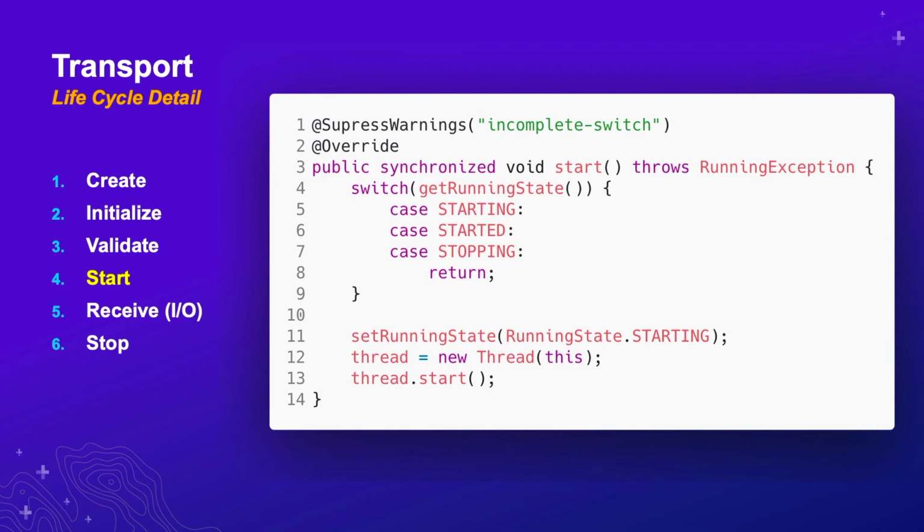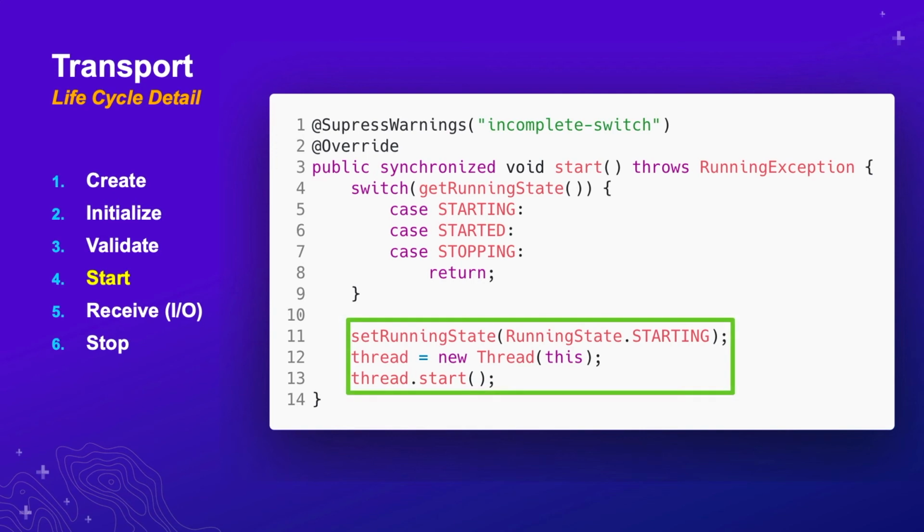When the user chooses to start the connector from within the UI, the start method gets called. This is where you will go ahead and tell GeoEvent that it can begin consuming events. Here, we set the running state to starting, instantiate a new thread, and start that thread. As a result, this will kick off the run method, beginning the flow of data.